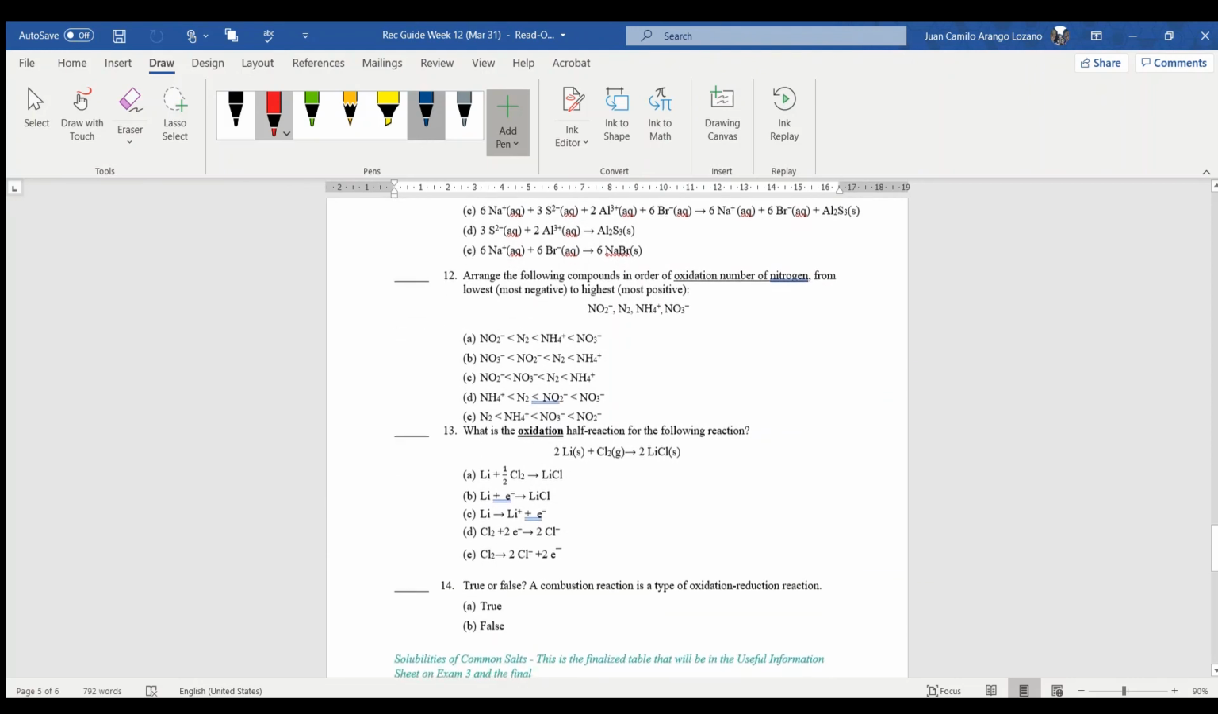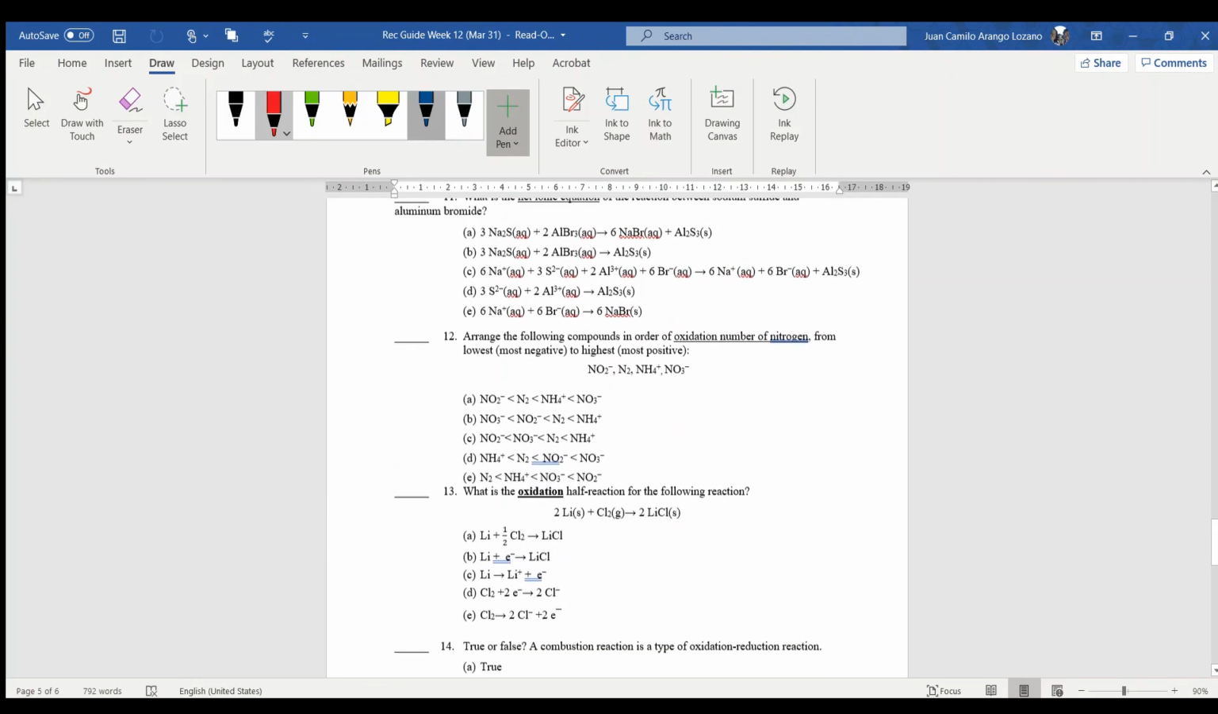I would like to discuss these last two exercises and we are good to go. So, arrange the following compounds in order of oxidation number of nitrogen. If you recall, to get the oxidation number, you first of all need to consider, let me write that down, the net charge. And when I say that, for example, I will just do one of the exercises and you will go with the rest of them.